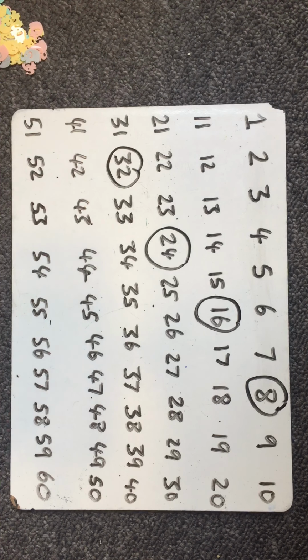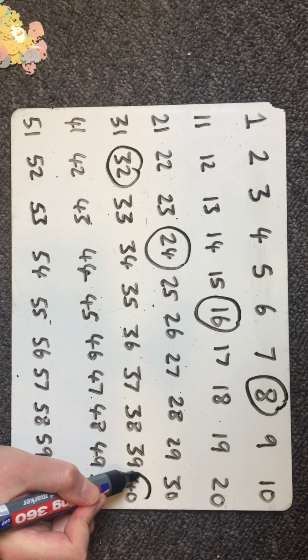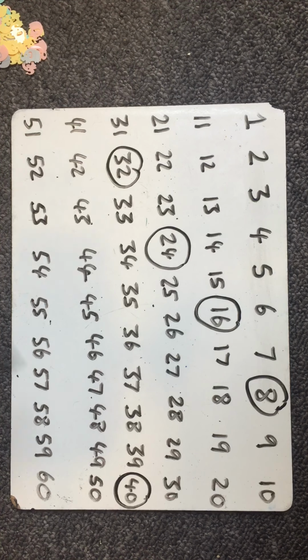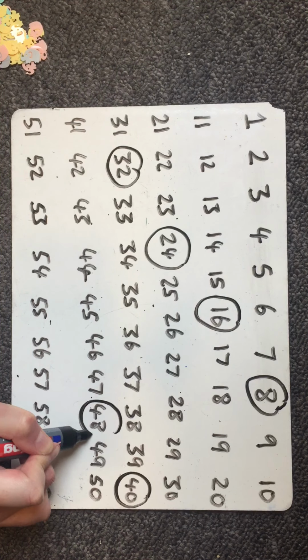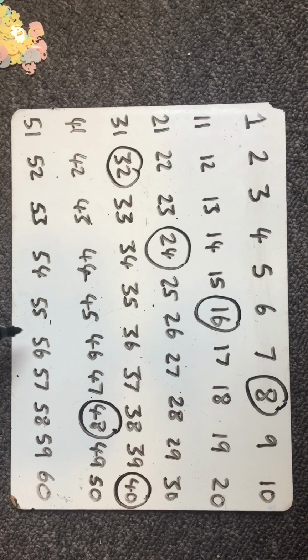in between 32 and 60. Have a go at that now. You might want to write out your own number square. Ready? My next one would be 40. Then, good job, 48. Then, 56. Can you see from here to here we count on 1, 2, 3, 4, 5, 6, 7, 8.